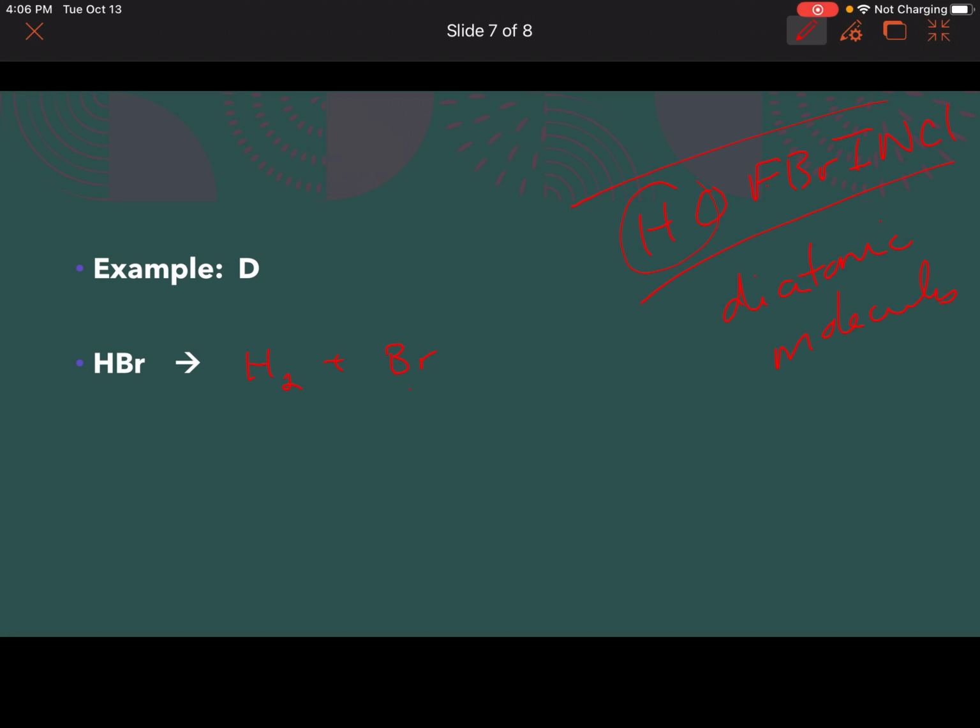So bromine, of course, is a Hofbrinkel atom as well, which means it will never be there by itself. So that's one trick you've got to watch for when you're doing these. And then, of course, we want to balance this, so I'm going to put a 2 in the front.